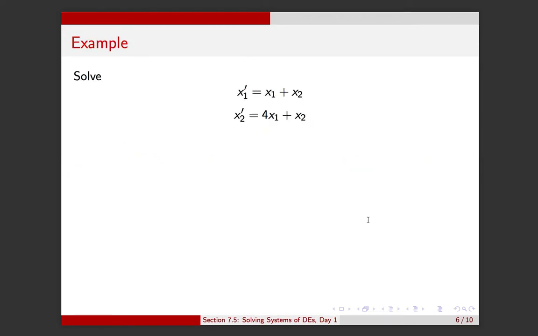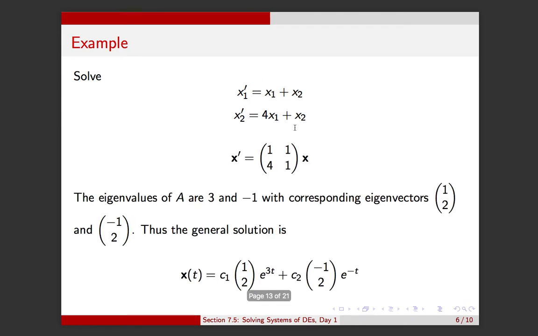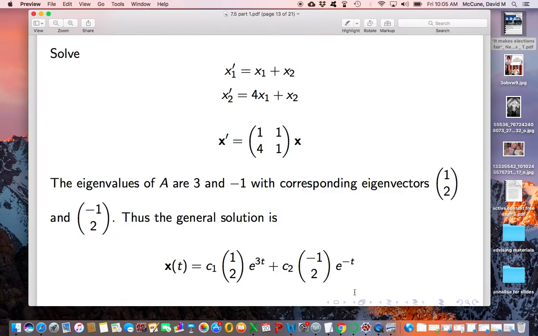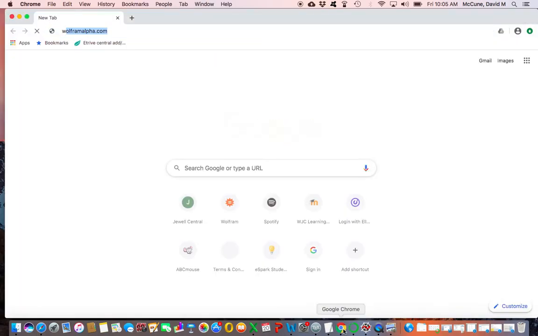Okay, so here, let's just solve this from scratch. You want to solve this system here. The first thing you have to do is write it as a matrix equation like this, so you have a matrix there. Then you scurry off to Wolfram Alpha to ask for eigenvalues and eigenvectors. Let me just show you how that goes. Scurry off to Wolfram.